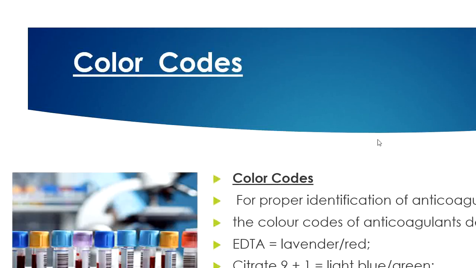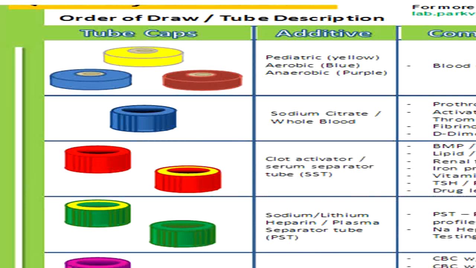Then color codes: different anticoagulants have different color codes. EDTA has lavender or red color, citrate 9 plus 1 is light blue, and green; citrate 4 plus 1 is black or mauve; heparin is green or orange; and for serum, red and white. Some pictures are seen here.